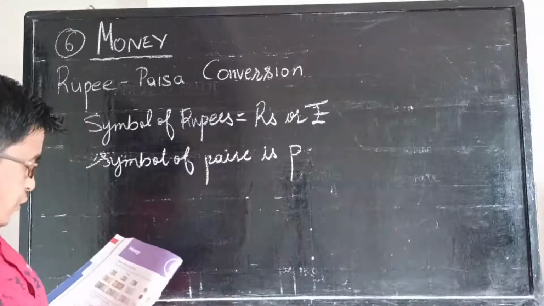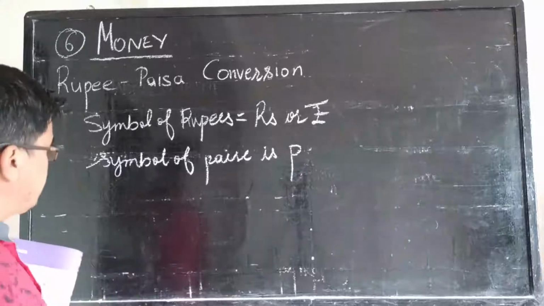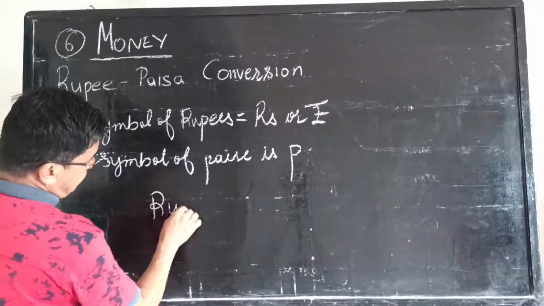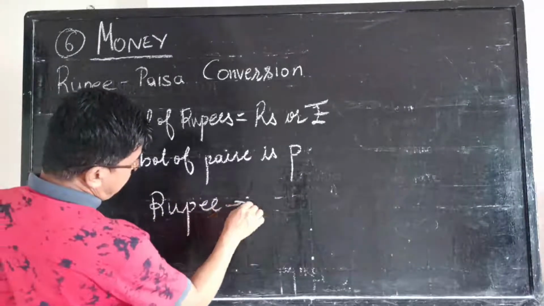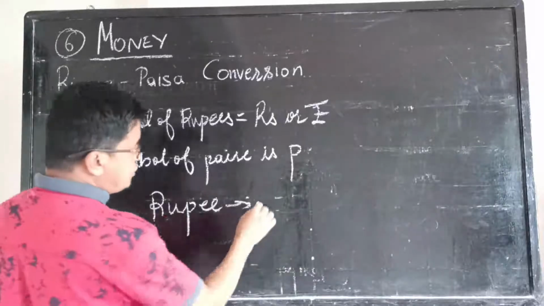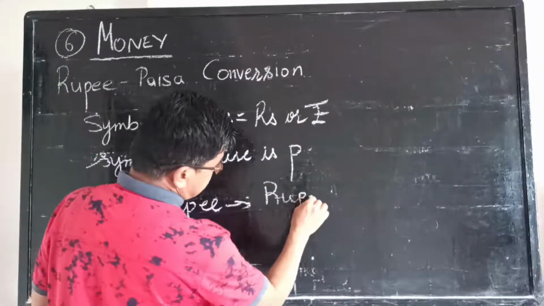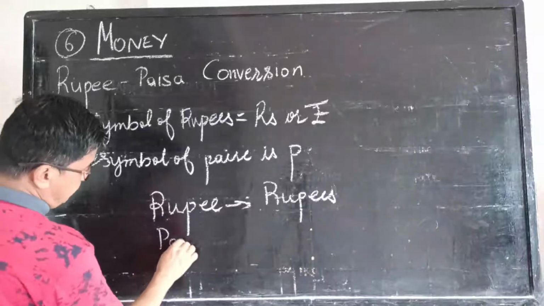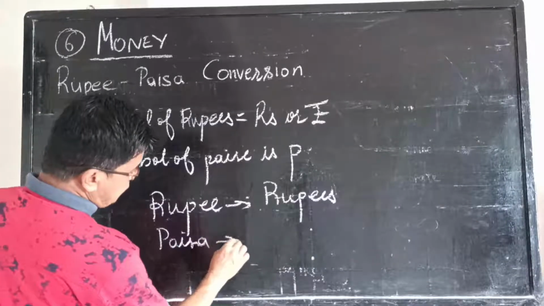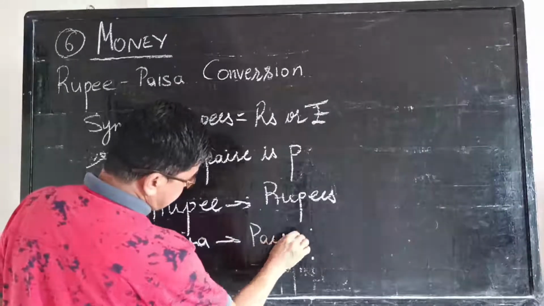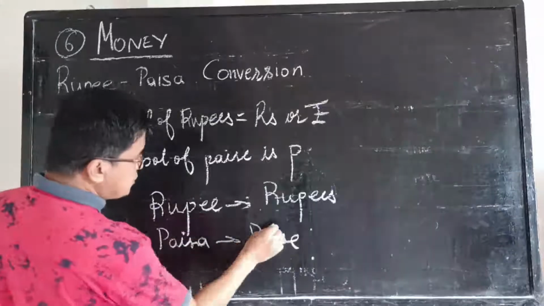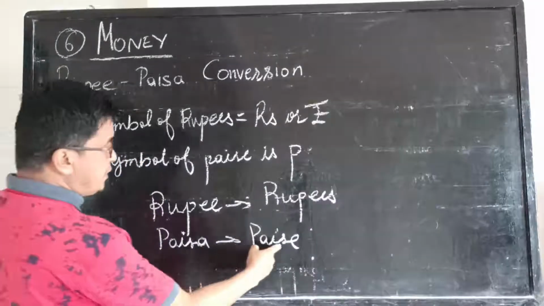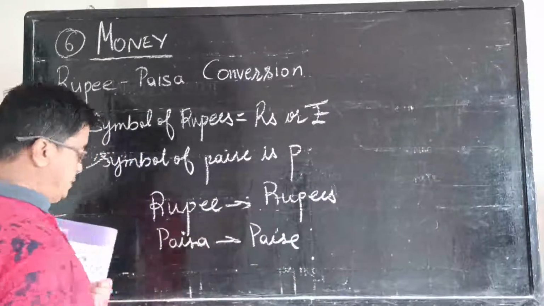Now the plural of rupee is rupees. The singular of paisa is paisa, and the plural is paise. This is singular, this is plural. Paisa becomes paise, and rupee becomes rupees.